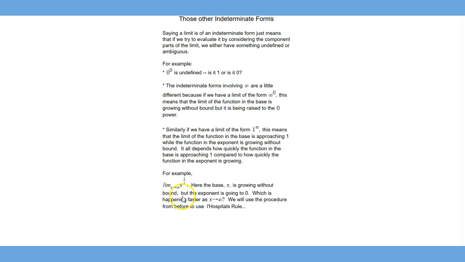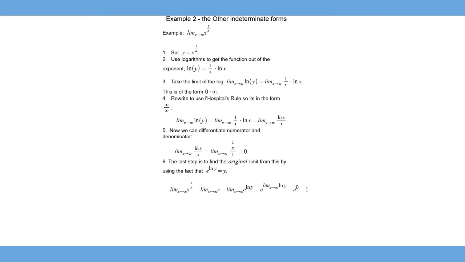So for another example, there's the limit as x goes to infinity of x to the 1 over x. Here the base is growing without bound, so x is going to infinity, and 1 over x would be going to 0 as x goes to infinity. So I have this case, infinity to the 0 here. So we'll use that same procedure as before and use L'Hopital's rule. So we do those 6 steps.